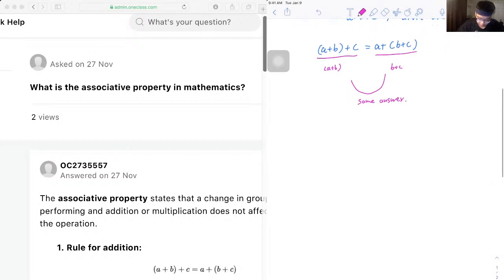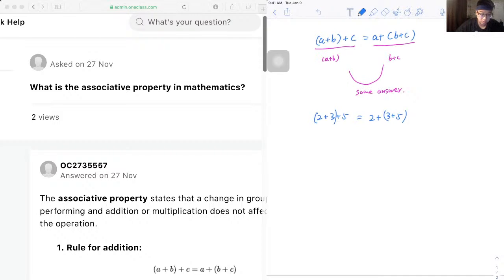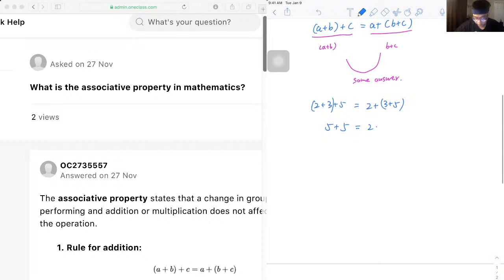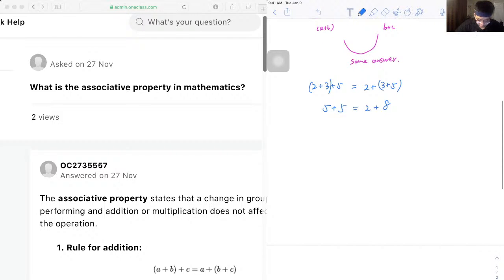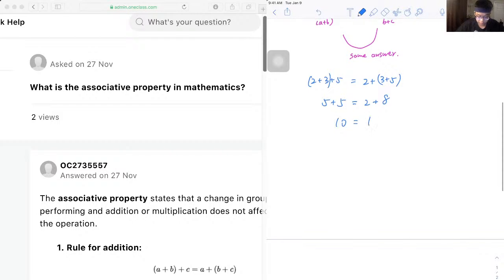And let's give an example. We have 2 plus 3 plus 5. This is equal to 2 plus the sum of 3 plus 5. On our left hand side we have 5 plus 5, and on our right hand side we have 2 plus 8. So 5 plus 5 is equal to 10, and 2 plus 8 is equal to 10 as well.